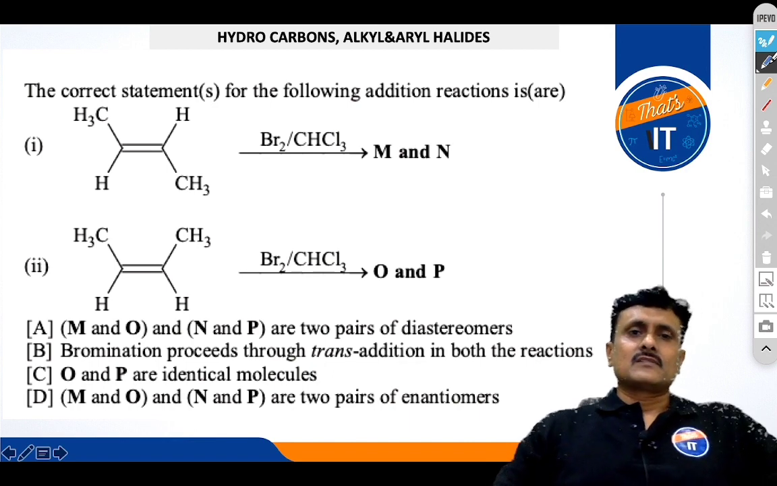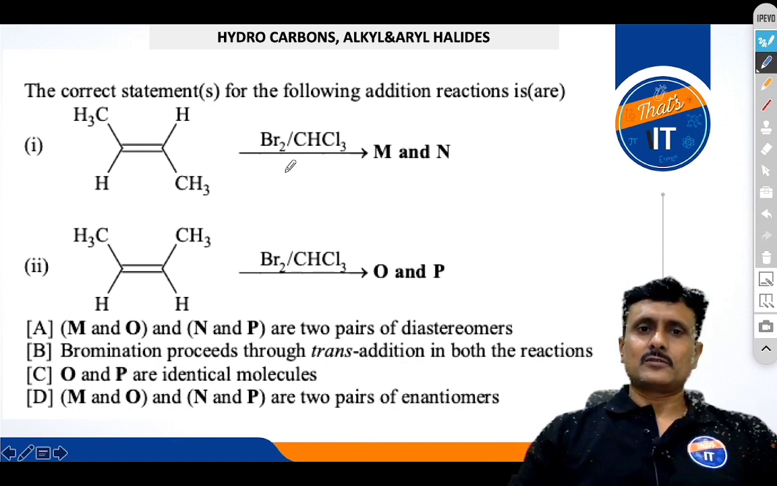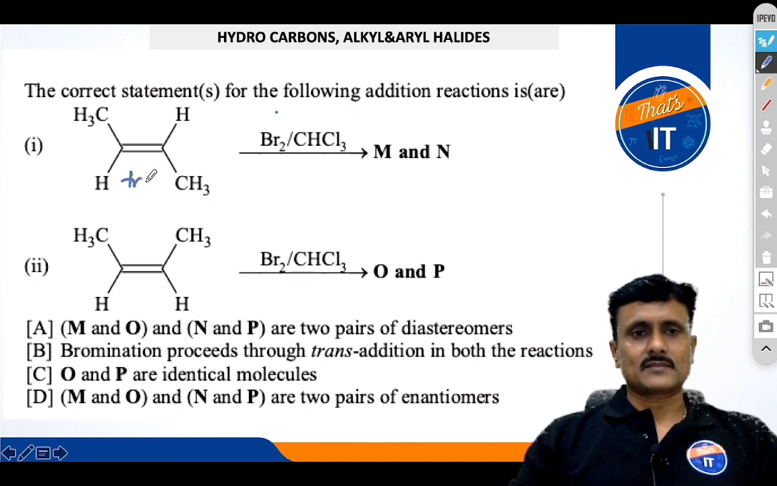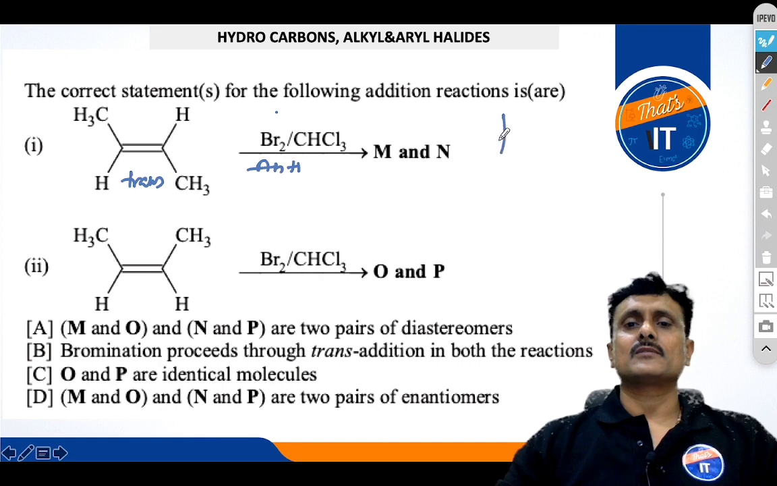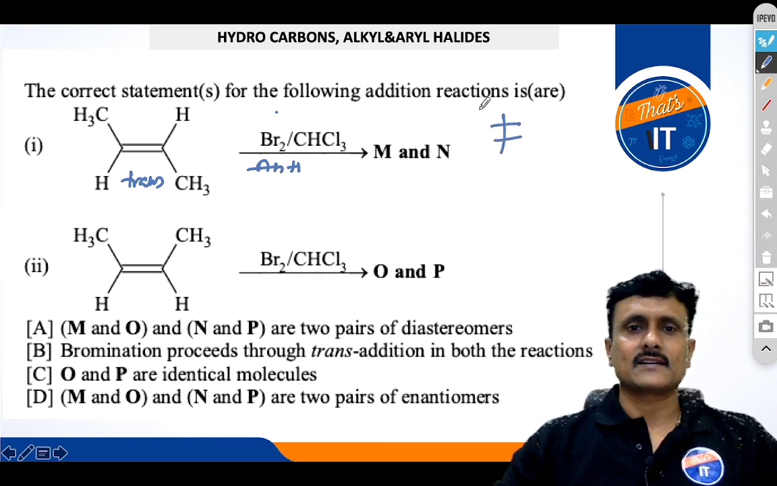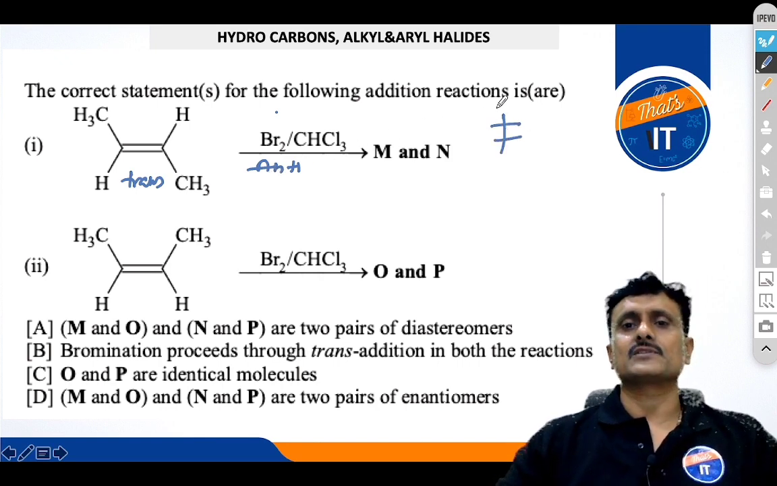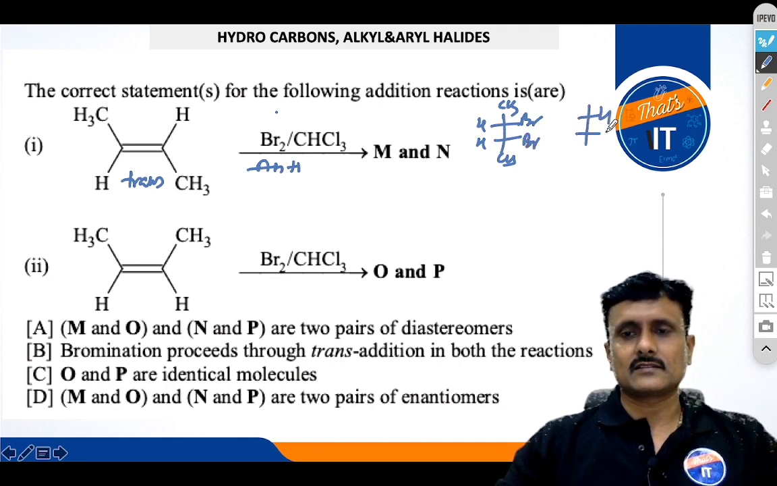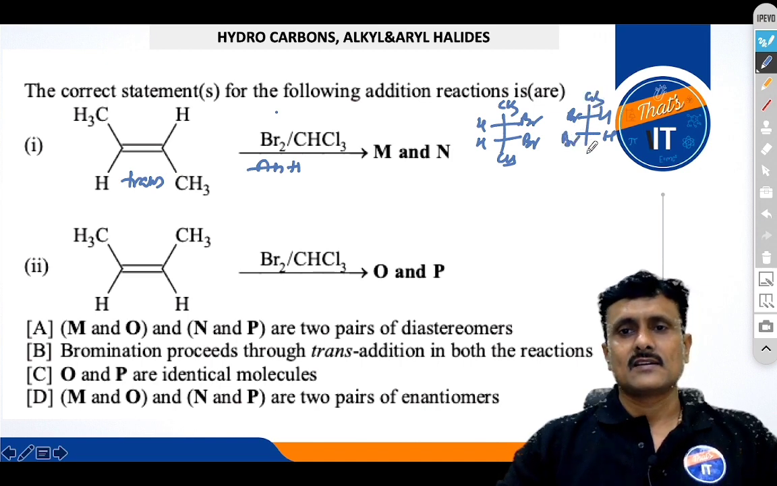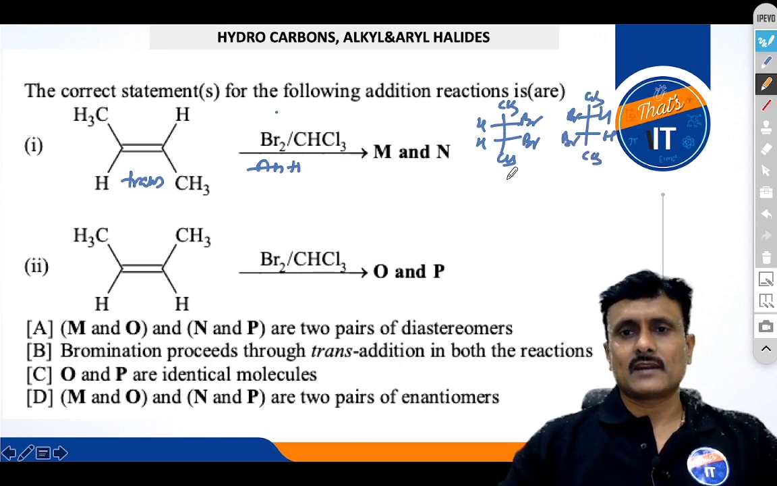The correct statement for the following addition reactions are, you know, you have been studying, right? You have got a trans substance and you are carrying out what? Anti-addition. So you will be getting M and N. Actually they are identical, isn't it? Trans anti gives rise to meso. You will be getting CH3, HBr and HBr, and when I am writing it like this, actually they are not different, they are superimposable mirror images, you know that they are identical, right? So M and N are same.